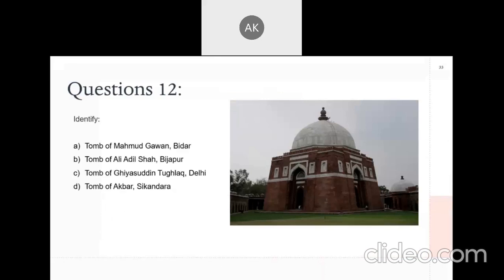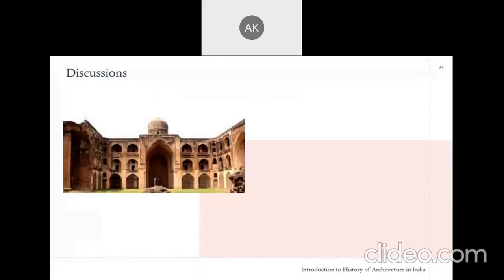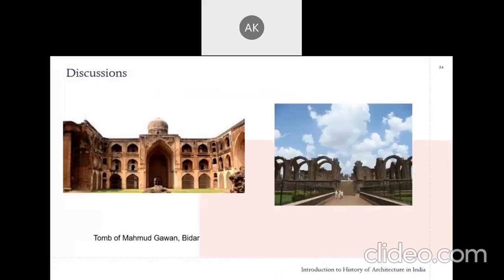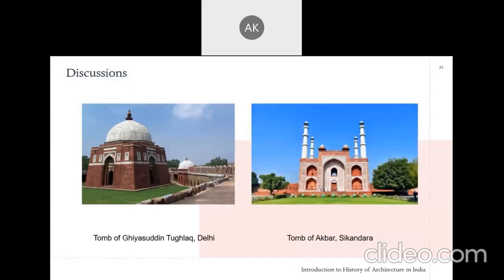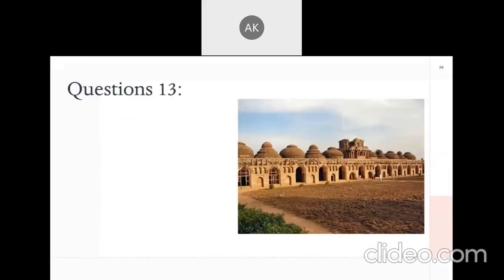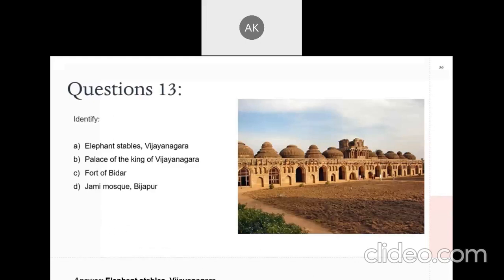This was about the tomb. This is the tomb of Ghiazuddin Tughlaq, tomb of Mahmud Gavan, then tomb of Adil Shah, then tomb of Ghiazuddin Tughlaq again, tomb of Akbar at Sikandara. These were the stables in the Vijayanagar Empire, the elephant stables in the Vijayanagar Empire.